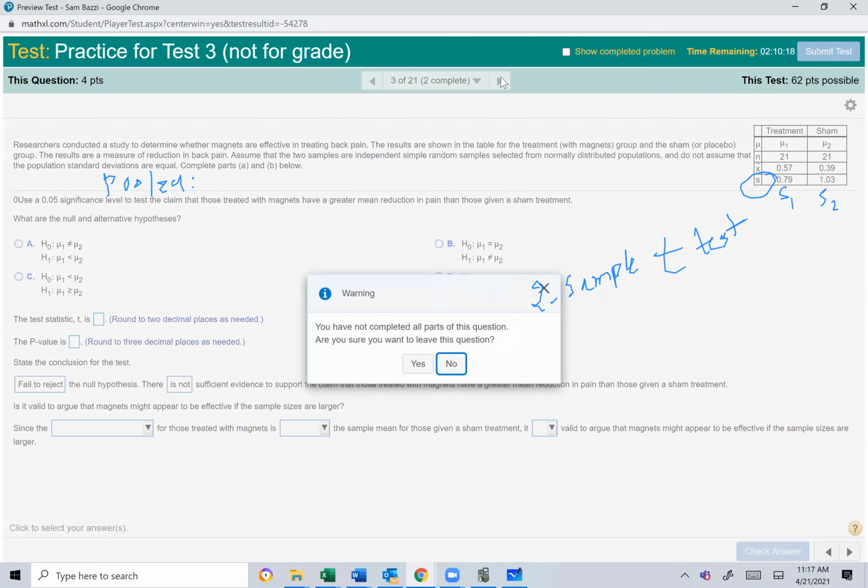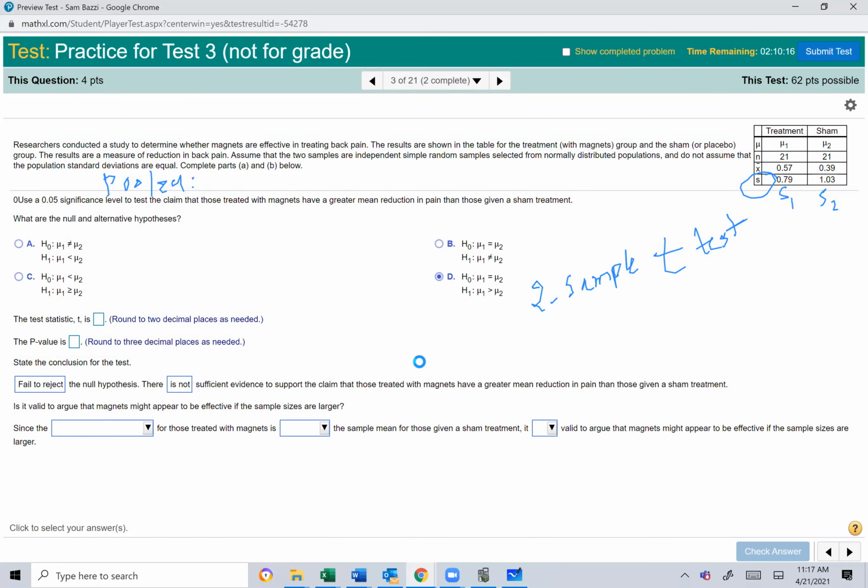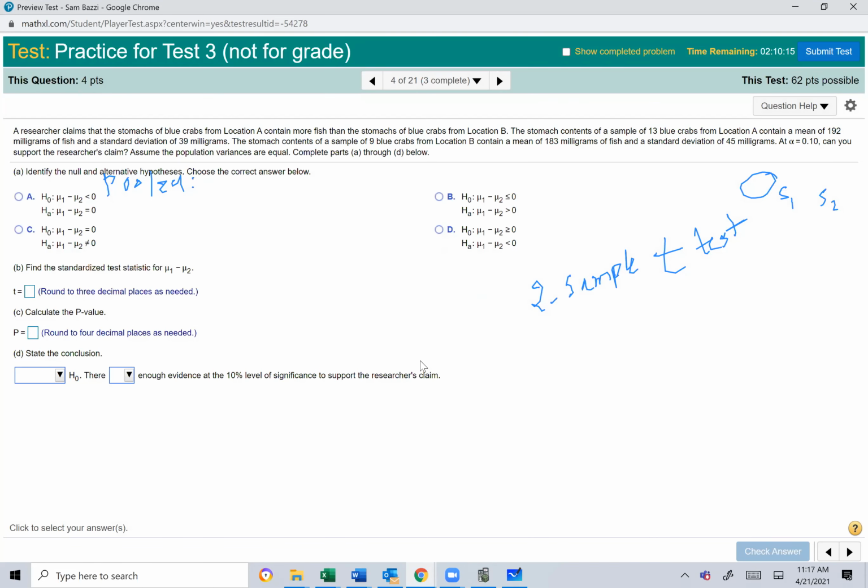Okay, number 4. Okay, let me clear here. Okay. A researcher claims that the stomachs of blue crabs from location A contain more fish than the stomachs of blue crabs from location B. Location A is number 1 and location B is number 2. Can you guys tell me which one is the null and the alternative hypothesis? Select between A, B, C, and D.